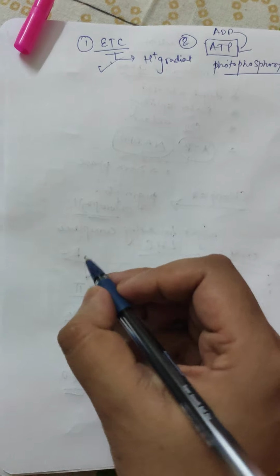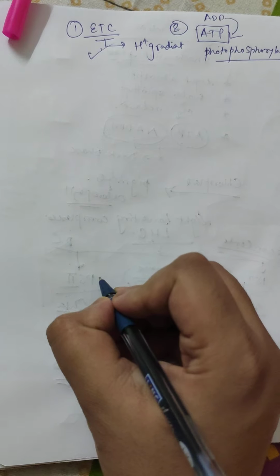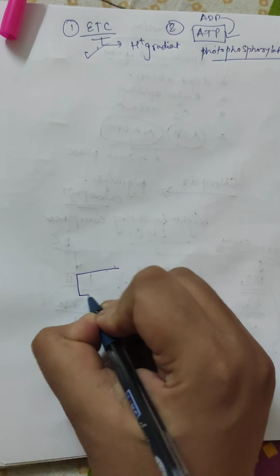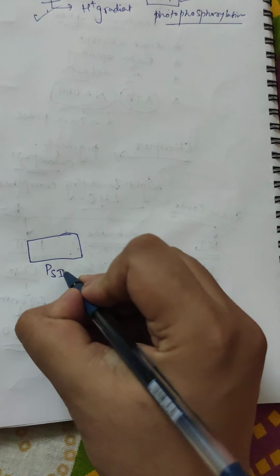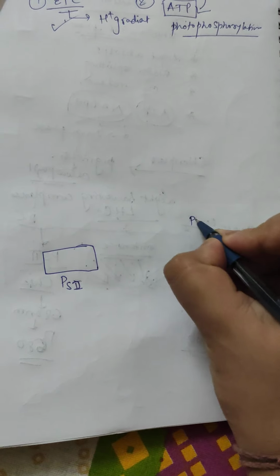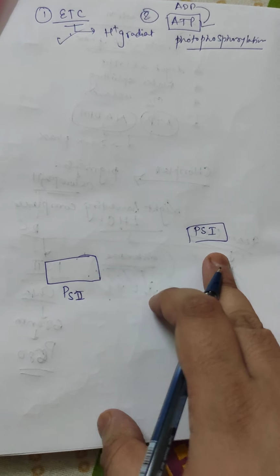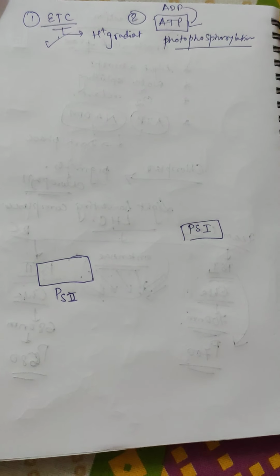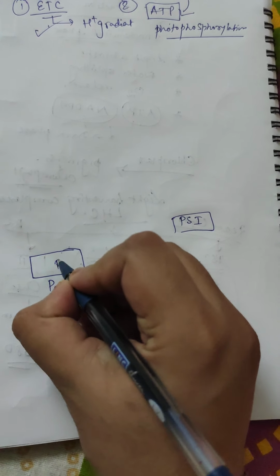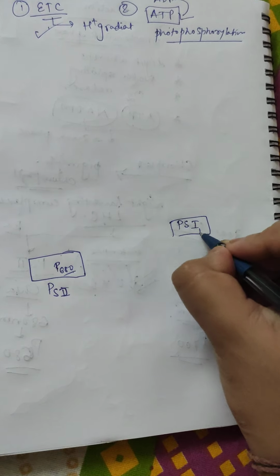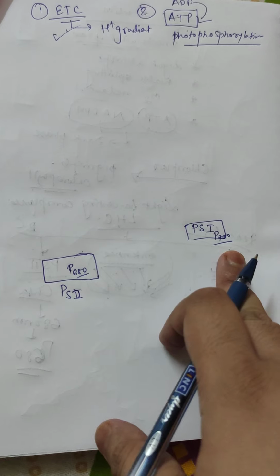Now, as I have already mentioned, there are two photosystems involved here. There are two light harvesting complexes. So you have photosystem 2 over here, and you have photosystem 1 over here. I have also mentioned that photosystem 2 means P680 and photosystem 1 means P700.